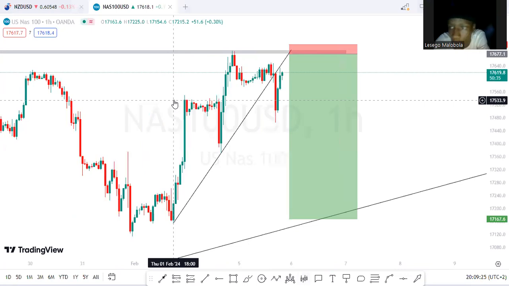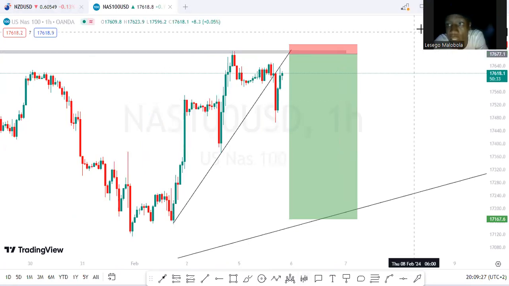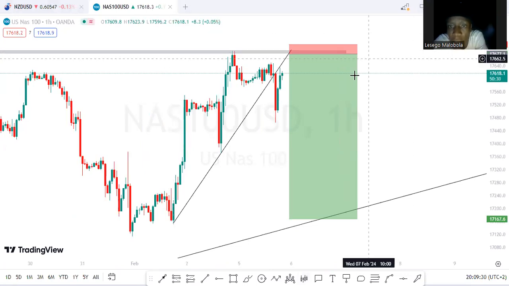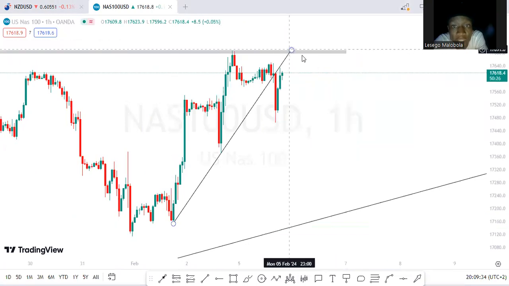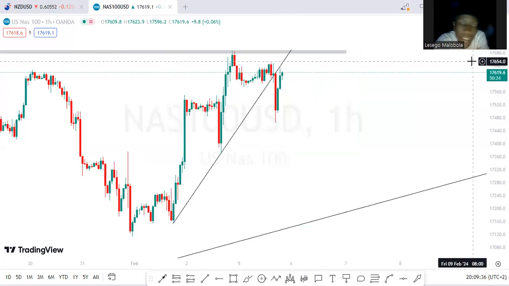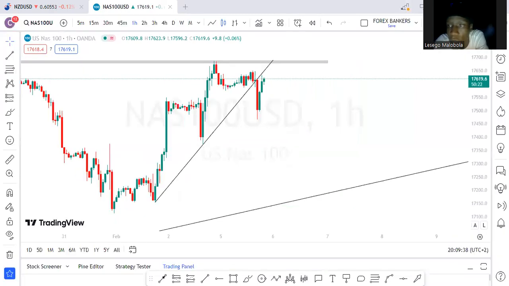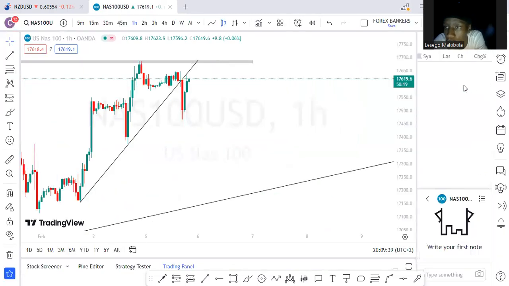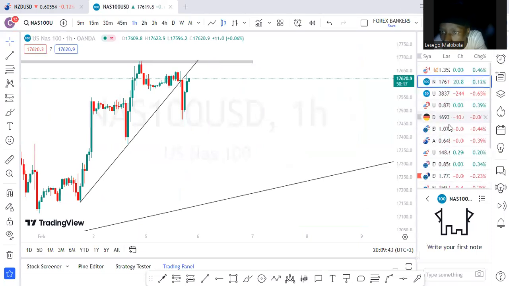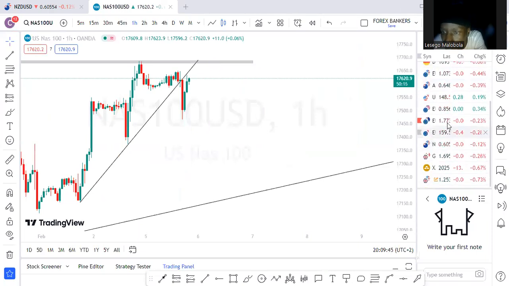So let me jump on to another pair. This is my take on NES 100. So it's a waiting game, guys. It is indeed a waiting game. Let me just remove this. Just gonna wait and see how price reacts once it reaches our level there, right? So just gonna jump on to another pair.